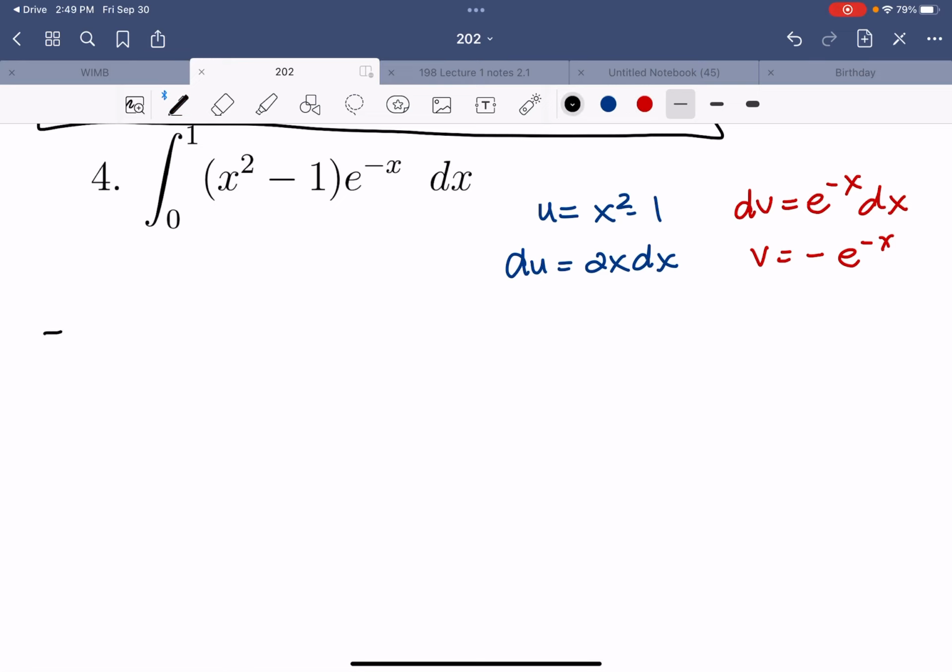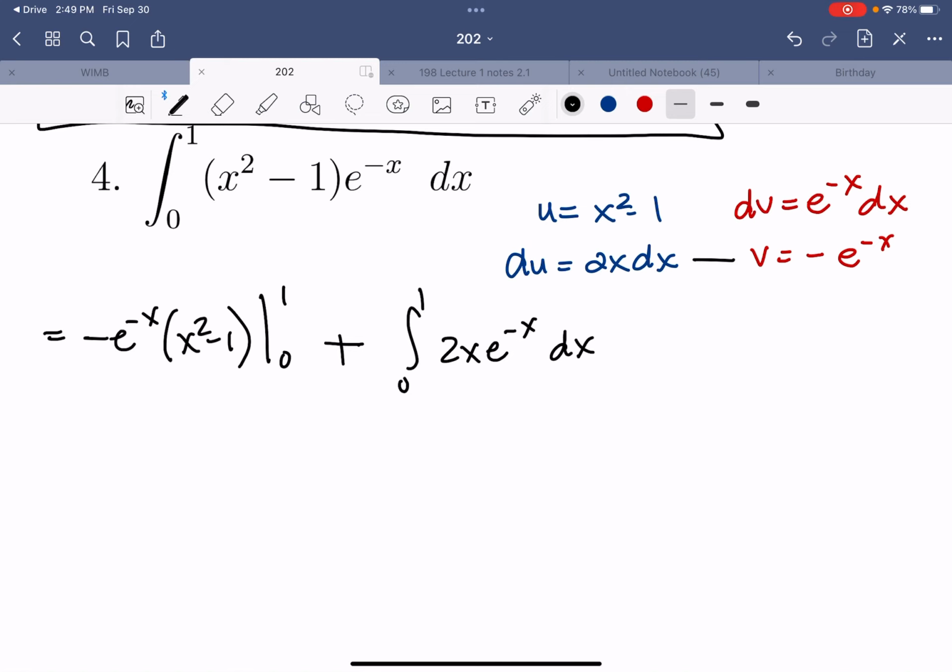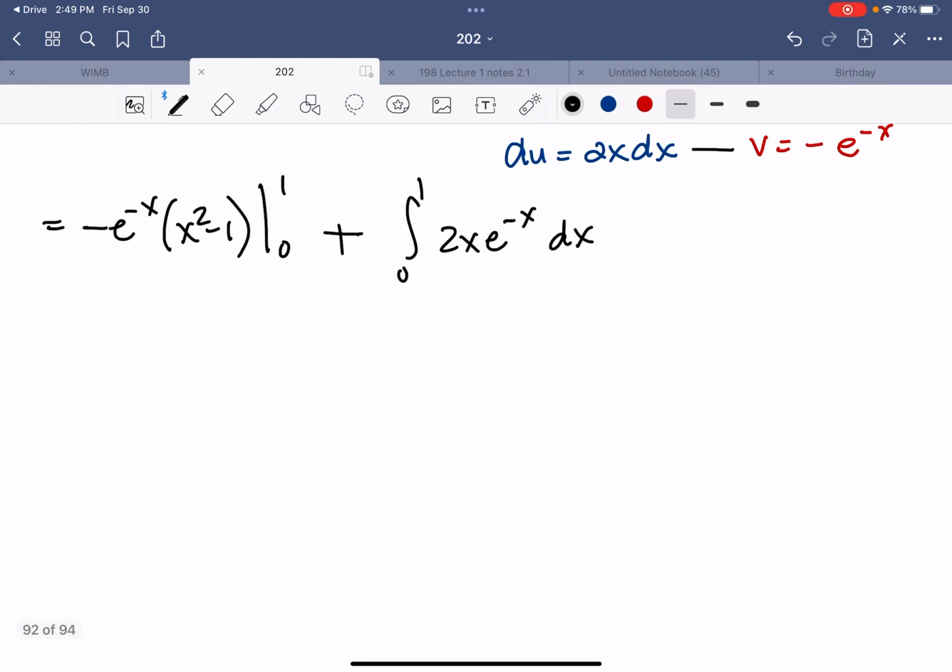Okay, so by parts means we put this all together. So negative e to the negative x times x squared minus 1, evaluated from 0 to 1, minus the integral from 0 to 1 of the two bottom ones, negative, so make that positive, 2x e to the minus x dx. Okay. All right, now for this integral, this is again an x times an e to the x, so we need another integration by parts.